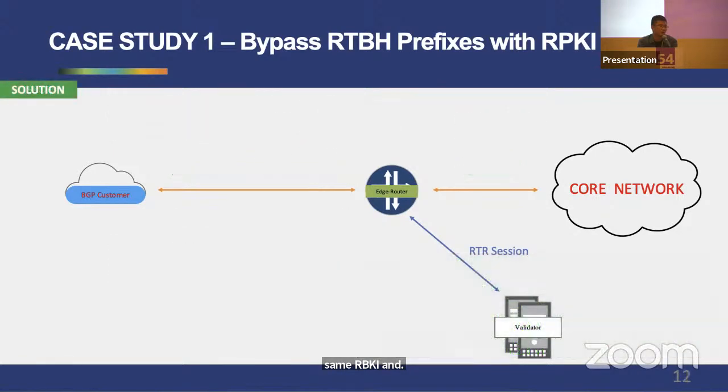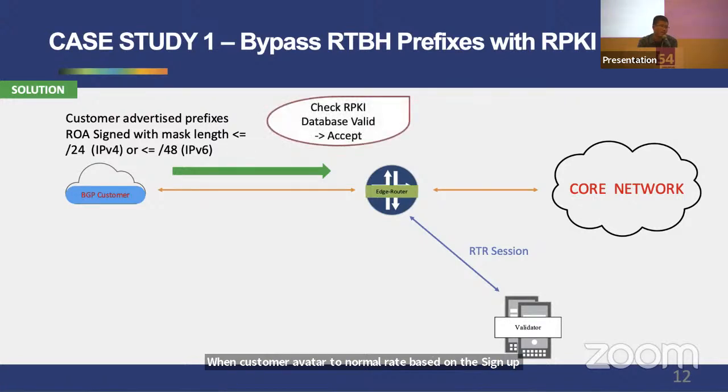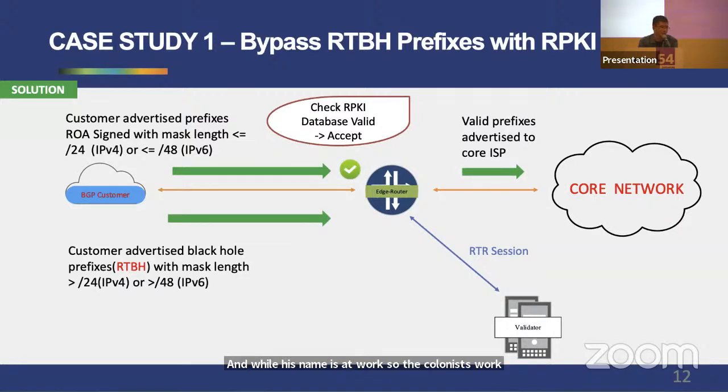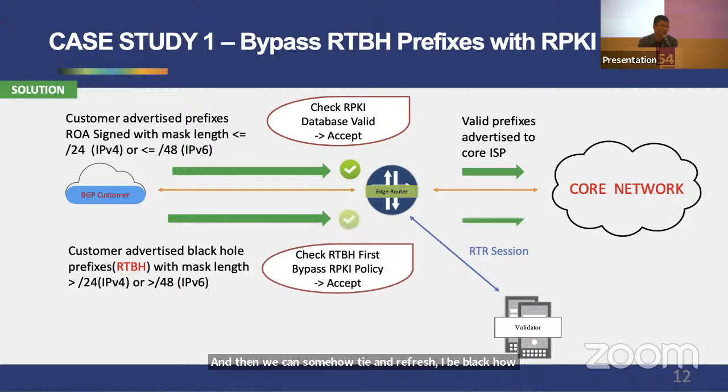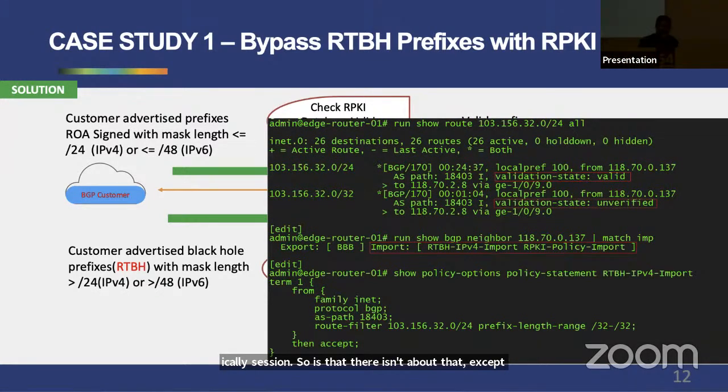To solve this issue, at APNIC Telecom, we have a solution. You can see that when the customer advertises a normal prefix with a signed RPKI, the router checks it as valid, then advertises it to the core network. And when the customer advertises a prefix for IP black hole, the router checks the remote triggered black hole first, so it bypasses the RPKI policy in the BGP session. In this situation, the router accepts it with status unverified. You can see here.